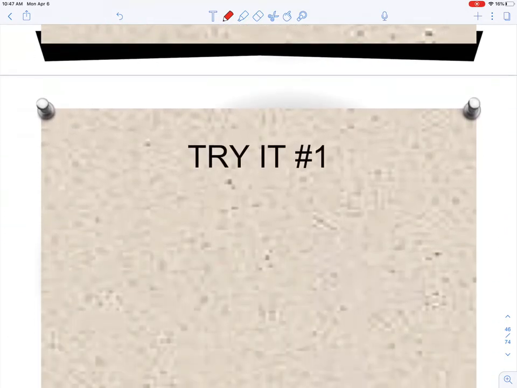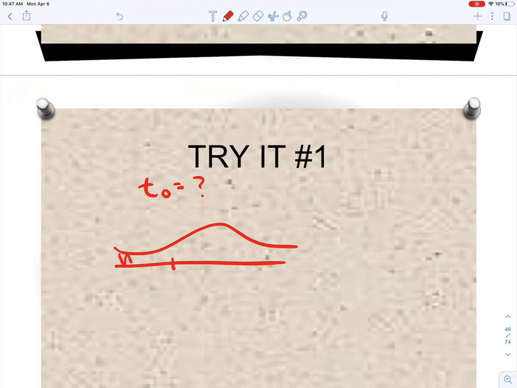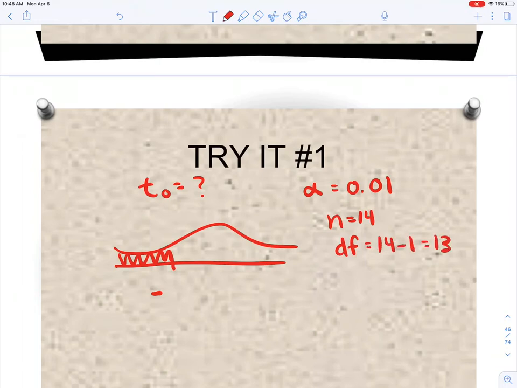So let's try one. It says, find the critical value, t sub 0, for a left-tailed test. So it's going to look like this. Left-tailed, I know it's going to be negative, with a level of significance of 0.01 and n being 14. So I have everything set up. The next thing I need to do is find my degree of freedom, which would be 14 minus 1, or 13.